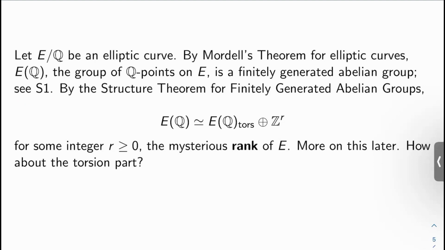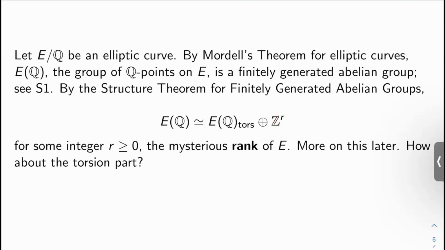But the second you have a finitely generated abelian group, you have the structure theorem, which says that it must be the case that if this group is finitely generated, it breaks down into its torsion part, so all the elements of finite order, direct sum Z^R, where R is a non-negative integer. And this R here is called the rank of E.